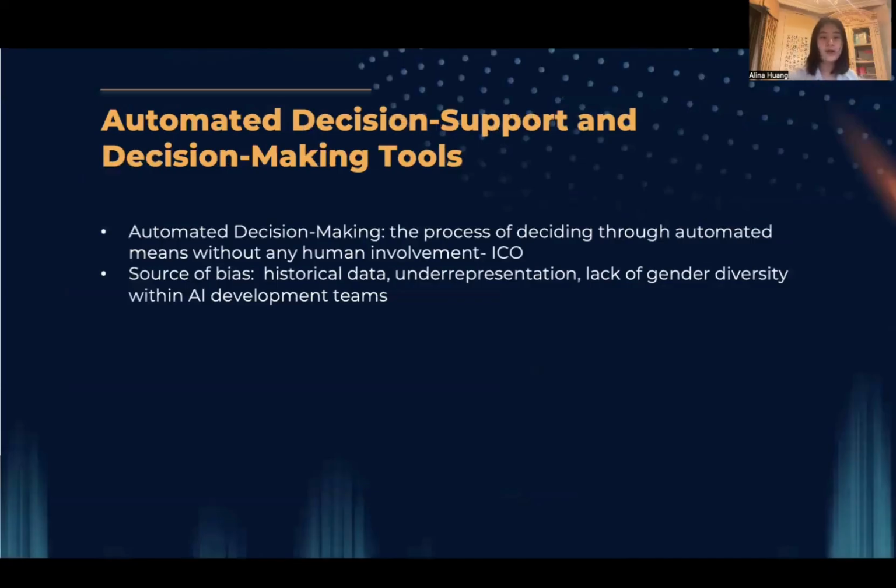And moving on, the last type of AI algorithm I'll be introducing are automated decision support and decision-making tools. According to the UK's Information Commissioner's Office, also known as ICO, automated decision-making is the process of deciding through automated means without any human involvement. Again, for decision-making tools, major sources of gender bias comes from biased historical data, underrepresentation, and the lack of gender diversity within the AI development teams.